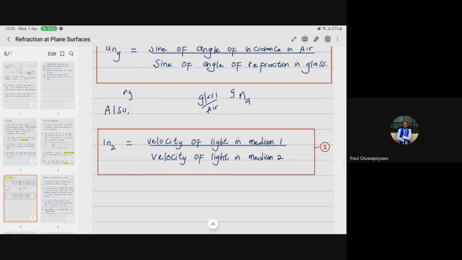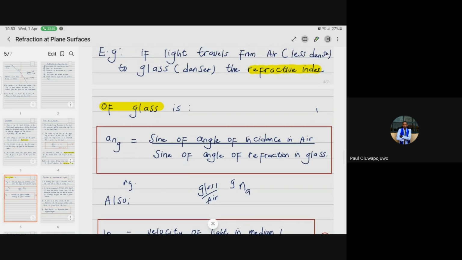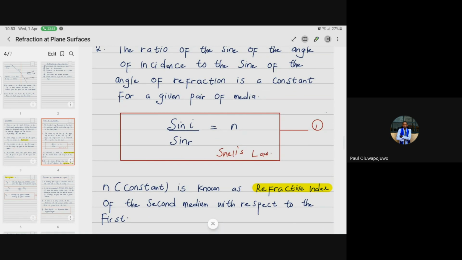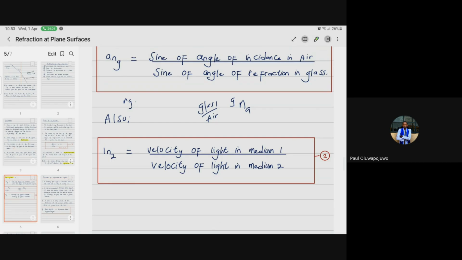The next one I want you to remember is that it can also be given in terms of the velocity of light, so Snell's law can come in two ways. That's why I wrote this as my equation number one, which is sine i over sine r equal to a constant n, the refractive index. We're going to solve problems very soon. Then the next one is the velocity of light in medium one over the velocity of light in medium two. That is also your refractive index. So if the speed of light is given to you, let's say medium one is air, medium two is glass, or medium two is water. It's always between air, glass, water. You get the point now, right?